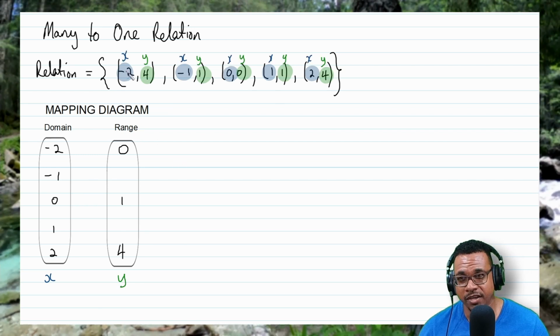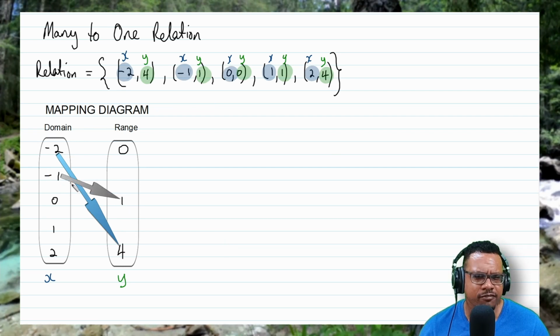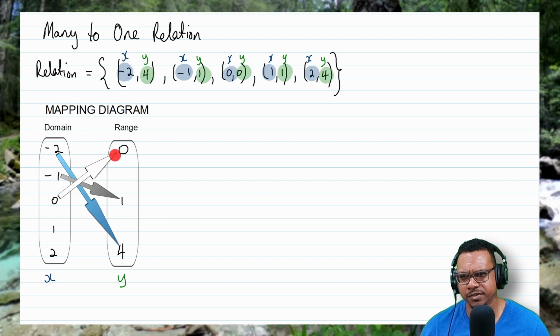So looking at our ordered pairs, we have -2 in the domain mapped to 4 in the range. All right, so I have -2 in the domain mapped to 4 in the range. Now I'll have -1 in the domain mapped to 1 in the range. So that's this -1 in the domain here mapped to 1 in the range here. All right, so I have my arrow pointed from -1 in the domain to 1 in the range. Then I have 0 mapped to 0, so 0 in the domain mapped to 0 in the range.